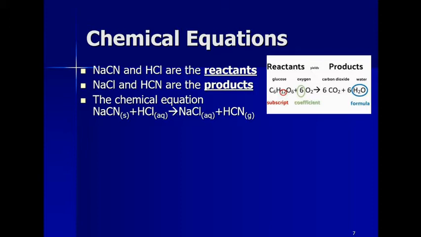Now, on the left-hand side of the screen, you'll see I have NaCN plus HCl(aq) yields NaCl(aq) plus HCN. Okay, so when I look at the basics of this reaction, everything on my left, my NaCN and my HCl, are reactants.